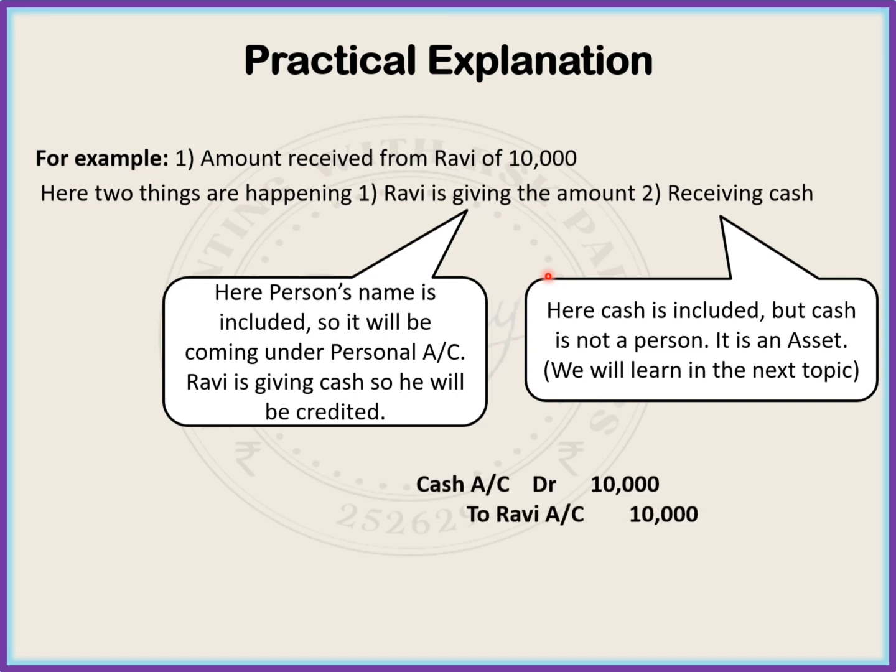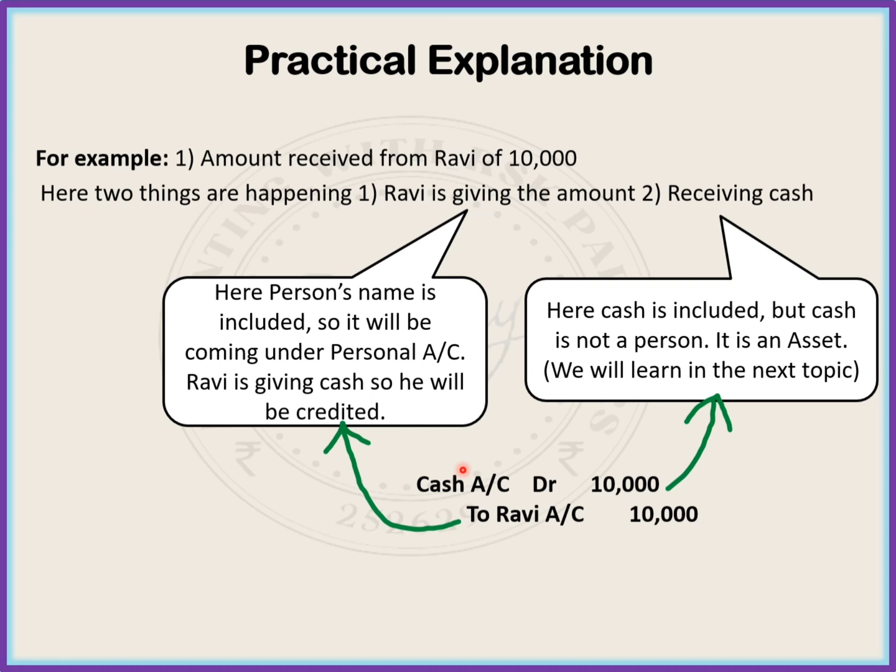Journal entry for this transaction is cash account to Ravi account. Here we credited Ravi. Why? Because Ravi is coming under personal account. As per personal account, whoever is giving something will be credited. That's why we credited Ravi. And next, we debited cash. It is not related to personal account. We will learn about cash in the next topic.